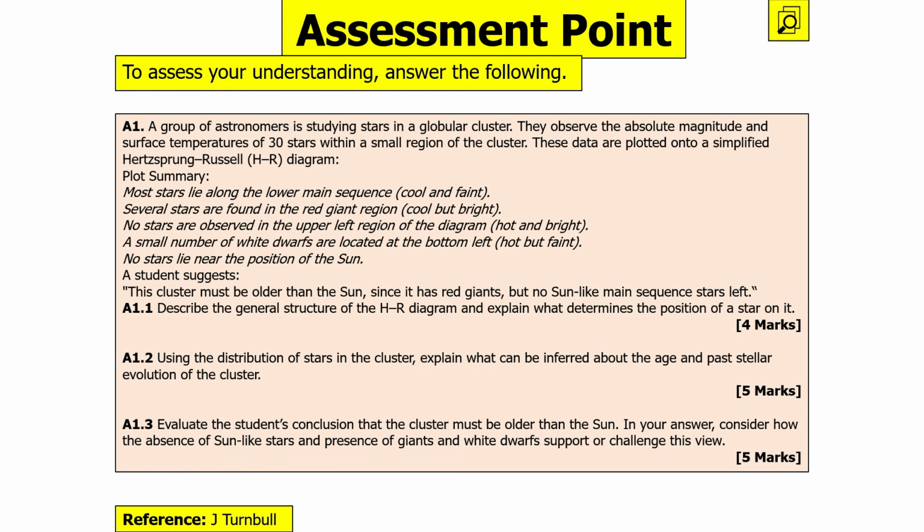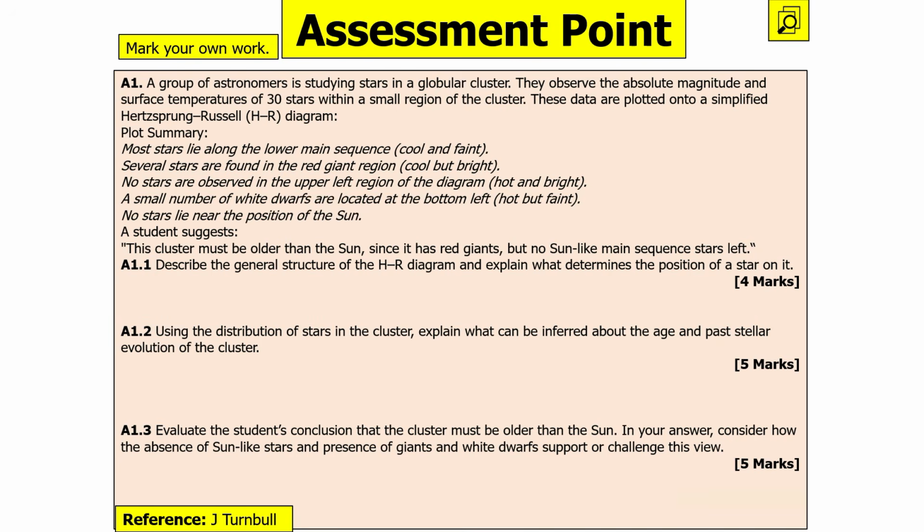sequence stars left. Describe the general structure of the Hertzsprung-Russell diagram and explain what determines the position of a star on it. Using the distribution of the stars in the cluster, explain what can be inferred about the age and past stellar evolution of the cluster. Evaluate the student's conclusion that the cluster must be older than the Sun. In your answer, consider how the absence of Sun-like stars and presence of giants and white dwarfs support or challenge this view. So pause the video now, then unpause the video when you want to go through your answer.